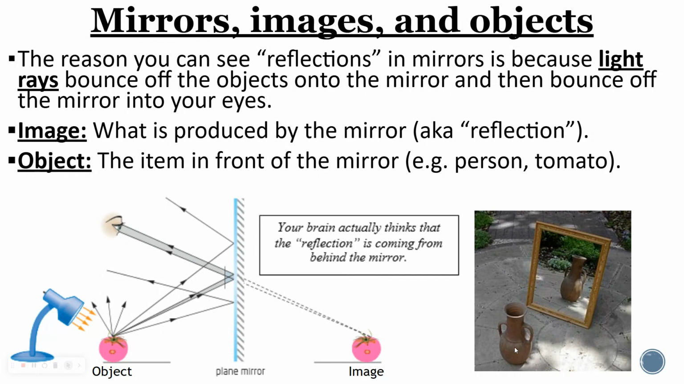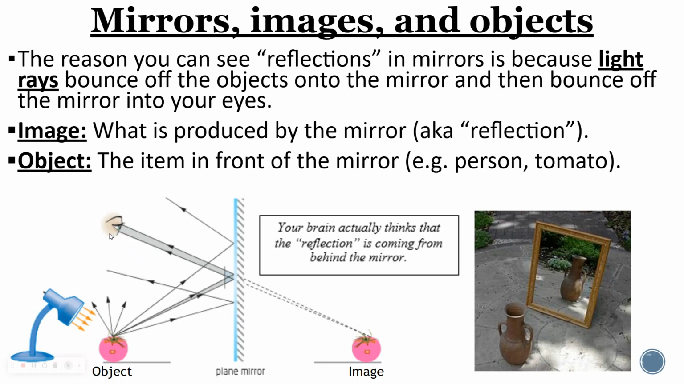So here we can see the object, the plane mirror over here, and what you see over here looks like it's in the mirror. That's the image that's made. And the reason you can see this image is because light from the object, the tomato, which comes from another light source, bounces off the tomato, hits the mirror, reflects off the mirror and goes into your eyes.